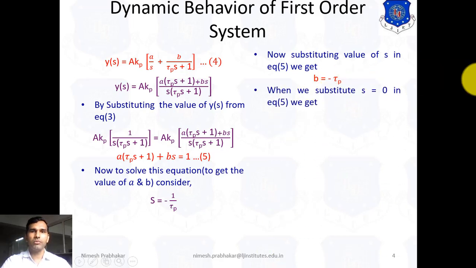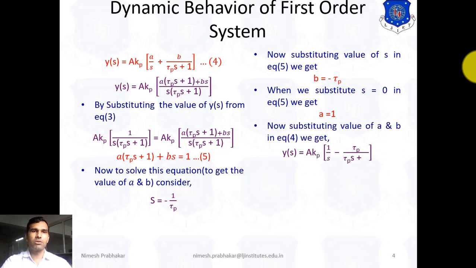Now when we substitute s equals 0 in this equation, this term becomes 0, so we can get the value of a. At that time, the value of a is equal to 1. So now we have the values of a and b.